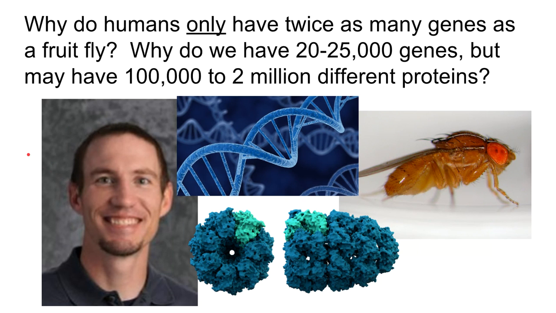So the next question is, humans only have twice as many genes as a fruit fly, but we're a bit more complicated than a fruit fly. But we only have twice as many genes. How in the world does that happen? If we have 20 to 25,000 genes that code for proteins, how in the world do we end up with so many different kinds of proteins?